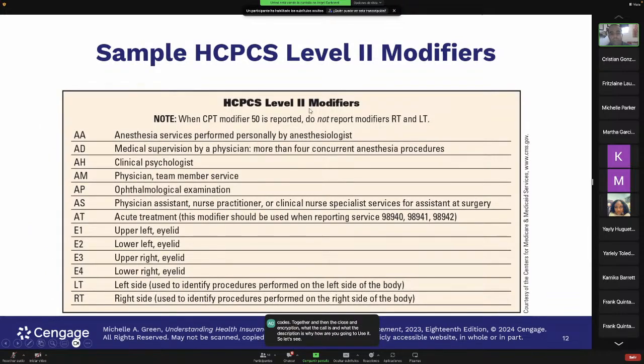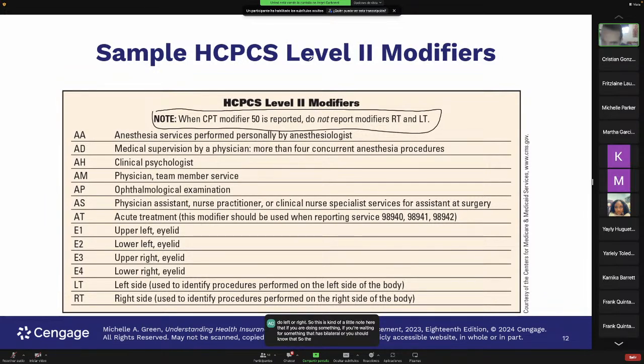So let's show modifiers. Again, we show you a few of the modifiers. Remember, if you have a modifier 50, then you can modify right and left. 50 means bilateral. So if I'm doing bilateral, I put a 50. If I'm doing only right or only left, then I do left or right. So this is kind of a little note here that if you are billing for something that has bilateral or left or right, you should know that.